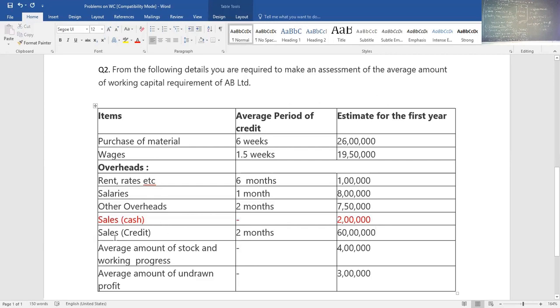Next one, sales in terms of credit, 60 lakhs sales you have done on credit basis and the duration to pay is 2 months. What is this? You have sold goods to someone. Yes, you're right. You have sold goods to someone worth rupees 60 lakh. And they have to make the payment within a duration of 2 months. Is this an asset or a liability? Students.